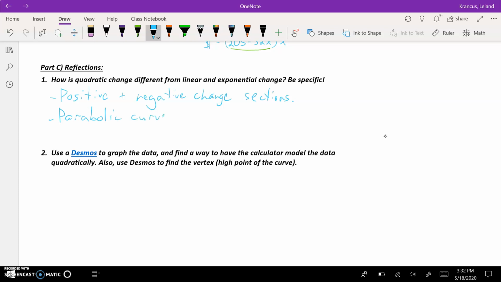So it's a parabolic curve. We call that a parabola. And a parabola has symmetry. So it has one side that has positive change, one side that has negative change, and it's symmetrical. It also has a high or low point, which again, exponential and linear patterns don't have. They either keep going up or they keep going down, they don't top out or bottom out at any point. They always go up or they always go down.